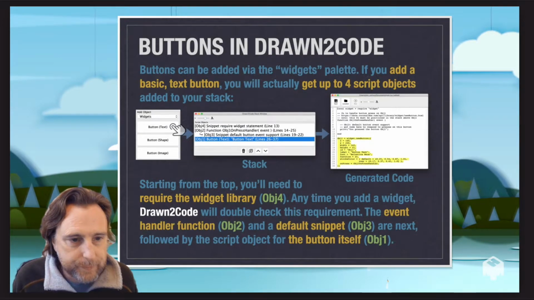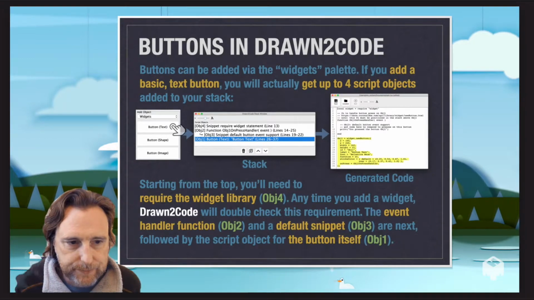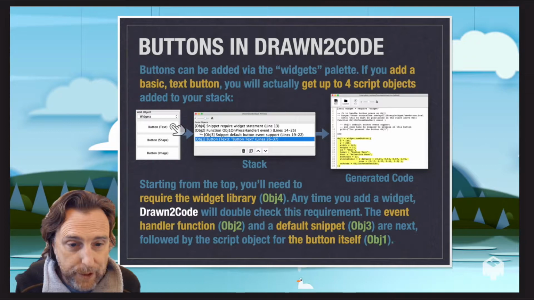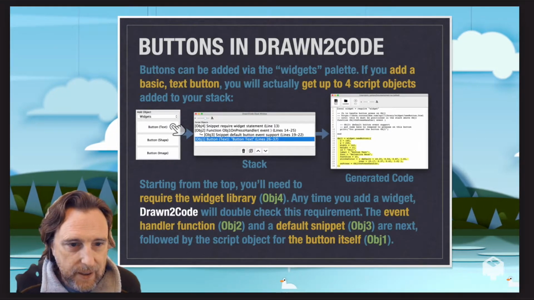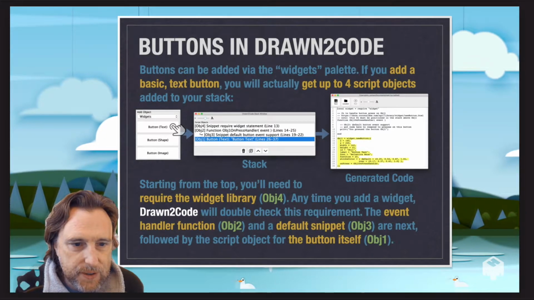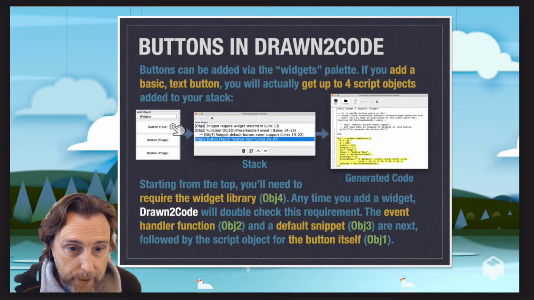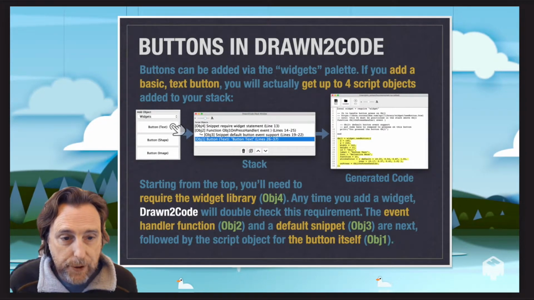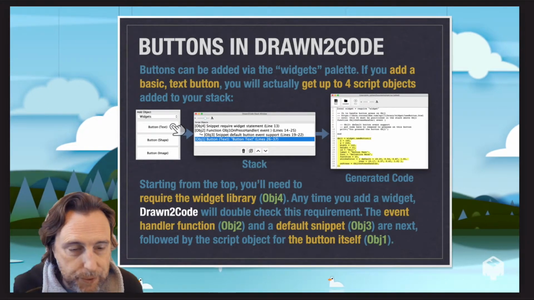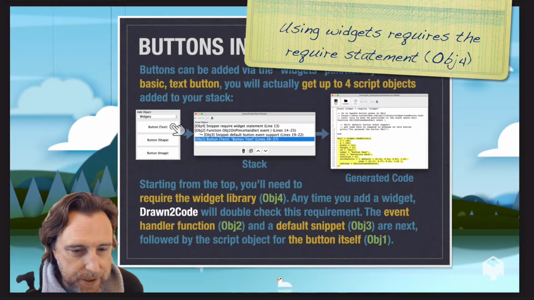As an example, if we added a text button to our UI, and we have a completely empty stack, then you'll see we get 4 script objects added to the stack. There's the button itself, object 1. There is the event handling function, which is object 2. It's called object 1 on press handler. There's a default snippet, object 3, which contains code that tells you something about the press. And then there's a require statement, object 4, up at the top of the stack.